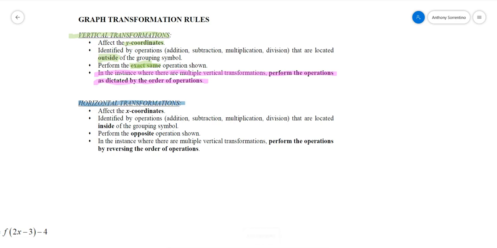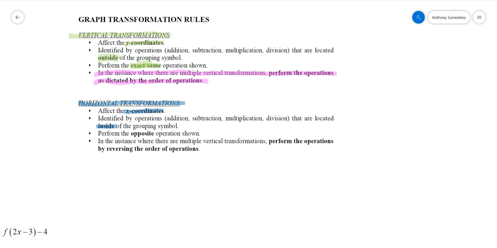Now, some of these are expected. They affect the x-coordinates. I would expect that. They're occurring inside the parenthesis, so I'm going to see these additions, subtractions, multiplications, and divisions inside the parenthesis. Now notice these transformations are operations. They're not going to be squares. They're not going to be square roots. That is part of the parent function. When I eventually get to other functions like exponentials and logarithms, those are part of the parent function.